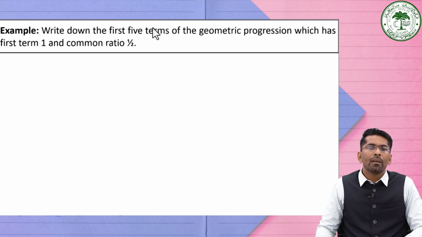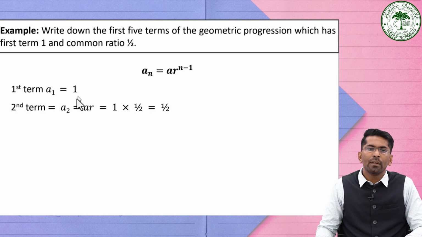Consider one example. Write down the first 5 terms of a geometric progression which has the first term of 1 and the common ratio of 1 by 2. See here, we can find the nth term of a geometric progression by using the equation An, that is the nth term, is equal to AR raised to the power n minus 1. So here the first term is equal to 1. The second term we can find as the first term into the common ratio. What is the common ratio? It is 1 by 2. So 1 into 1 by 2 is equal to 1 by 2.